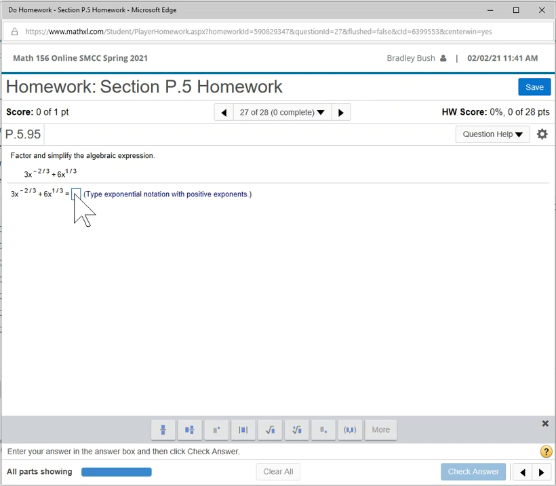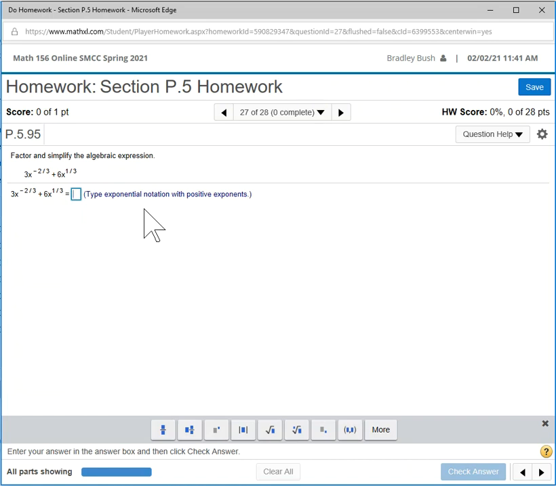Everyone, this is a short clip to help you understand how to enter answers into MyMathLab. Our problem here is 3 times x to the negative 2/3 plus 6 times x to the 1/3. And we're supposed to factor and simplify and then make sure all of our exponents are positive.